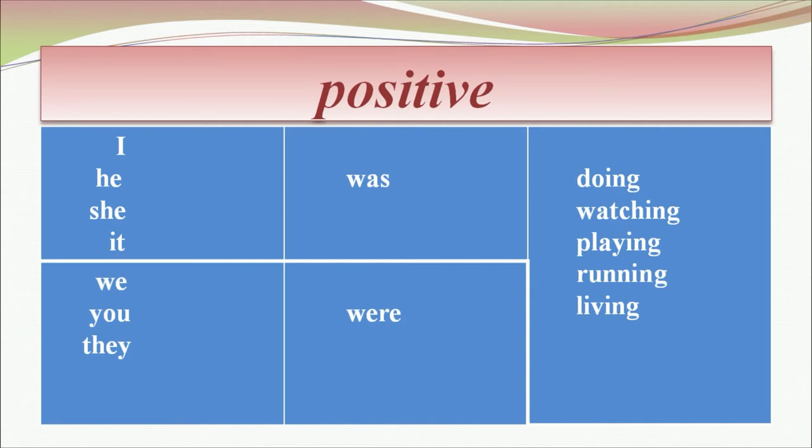And of course, like all tenses, the past continuous has three sentence forms: affirmative, that is to say positive, negative, and question. The positive form is subject plus was or were plus verb plus ing ending. For example, I was doing, he was watching, she was playing, we were playing, you were running, they were leaving.